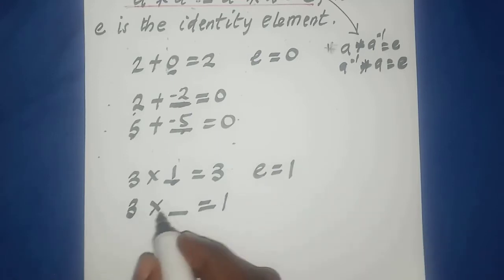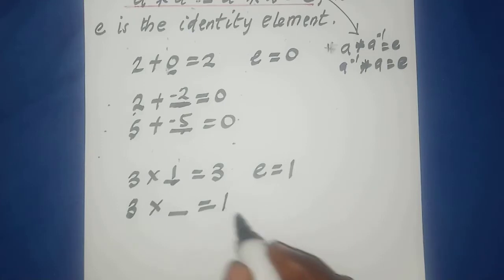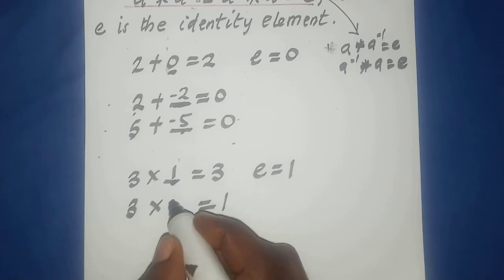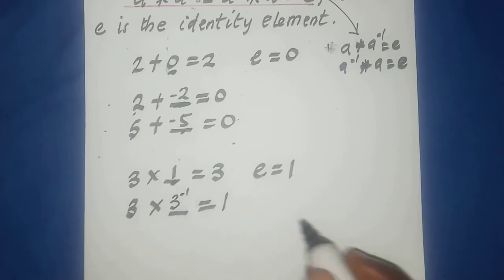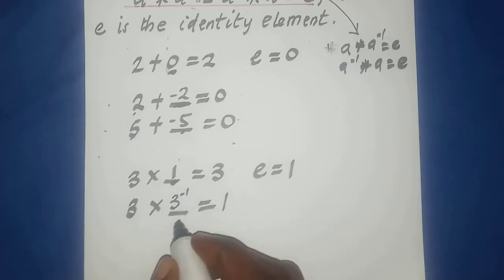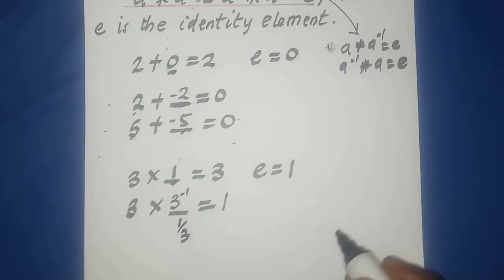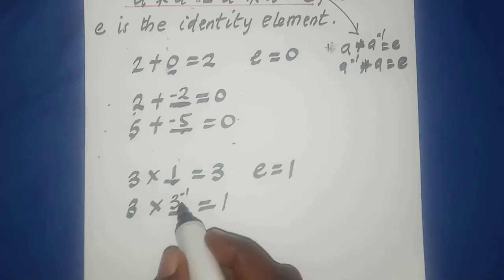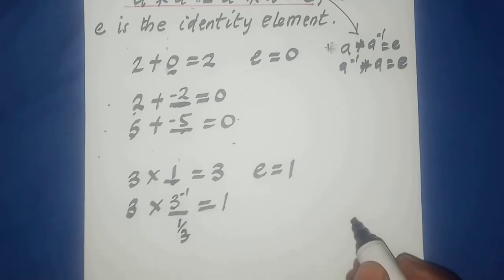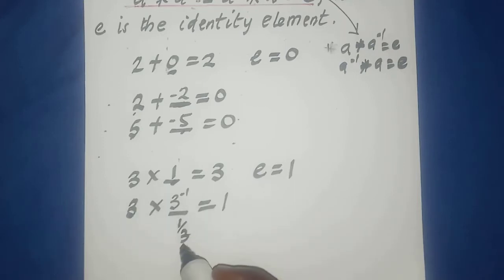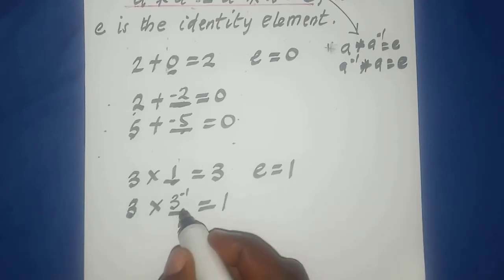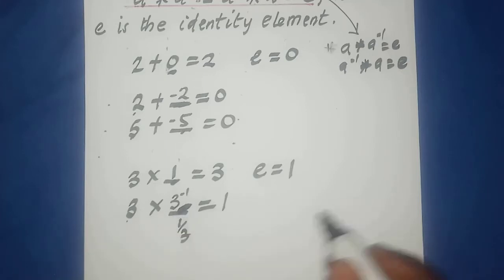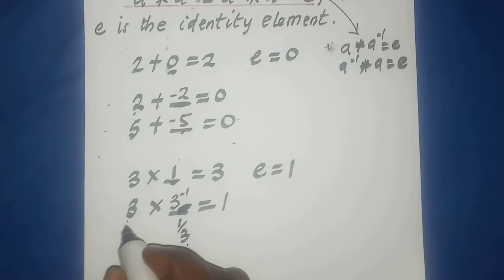What number will you multiply by 3 to get the identity element 1? You realize that the number is 3 to the power negative 1, which is the same as 1 over 3. So 3 times 3 to the power negative 1 is what? 1. Or 3 times 1 over 3 will give you what? 1. Which implies 3 to the power negative 1 is the inverse of what? 3. Or 1 over 3 is the inverse of what? 3.